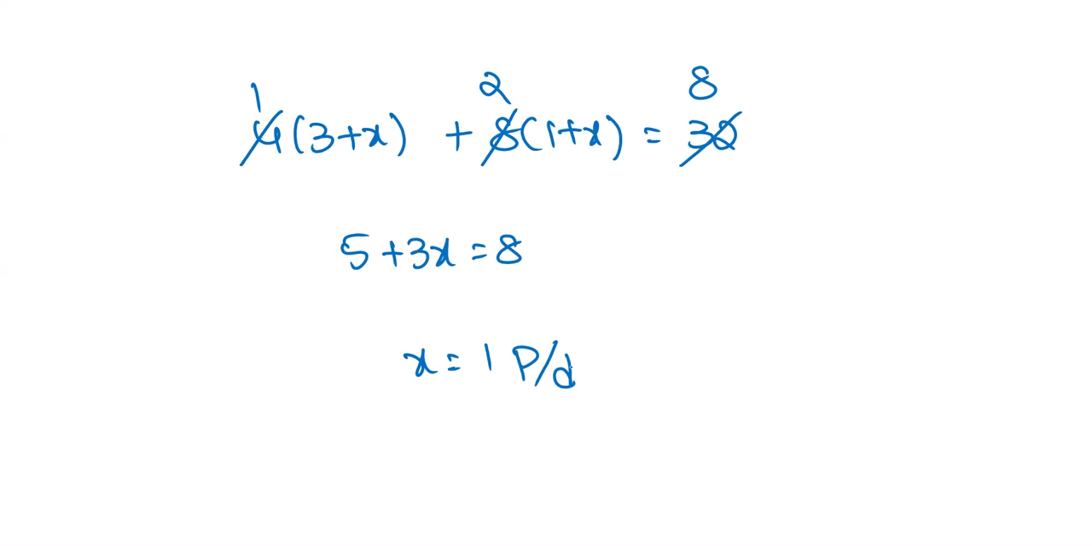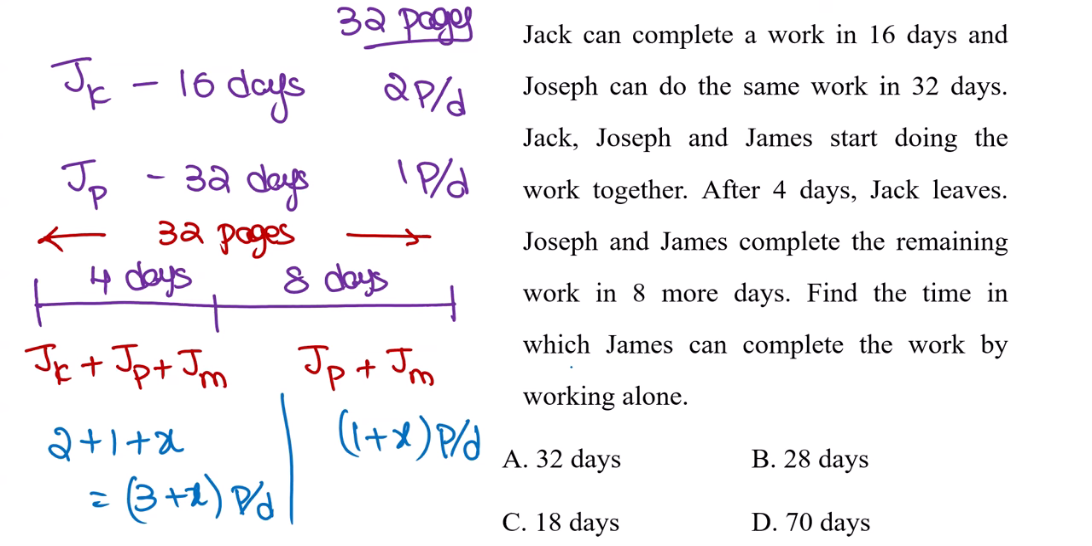When x is 1 page per day, the time taken is 32. James also 32 only. James can type 1 page per day, so 32 pages means 32 days required. This is a bit next level question only. I believe you understand this.